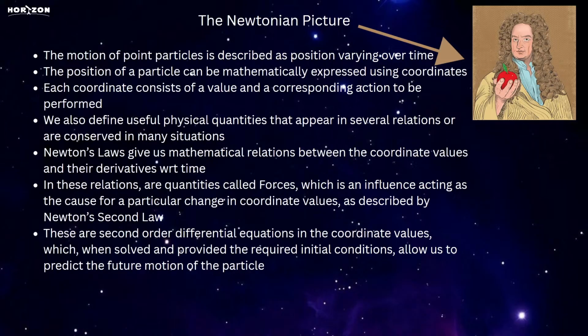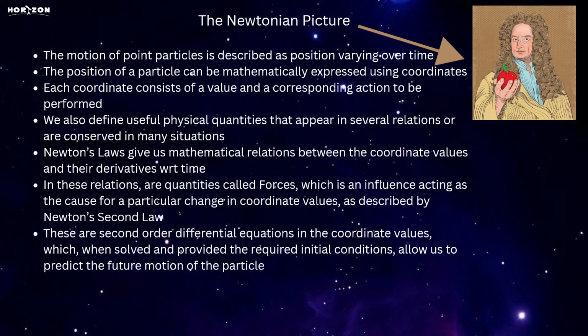Our main goal in Newtonian mechanics is generally to track the motion of the particle and find a relation which tells us how the position of the particle is varying over time. That's pretty much the goal of solving our problems when we are using Newtonian mechanics. And the position of a particle can be mathematically expressed using coordinates.